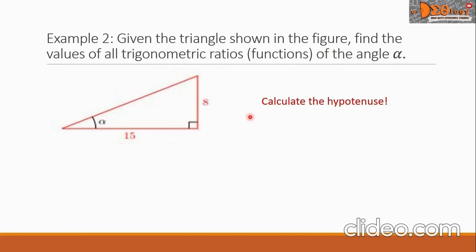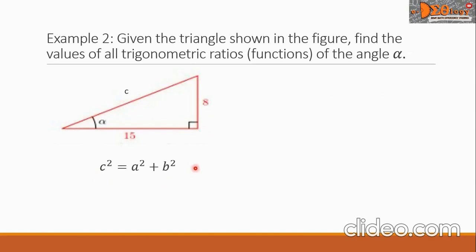So first, we will calculate for the hypotenuse. We will use the Pythagorean theorem. We will assign letter C to the side which is the hypotenuse, and the formula will be C squared equals A squared plus B squared.